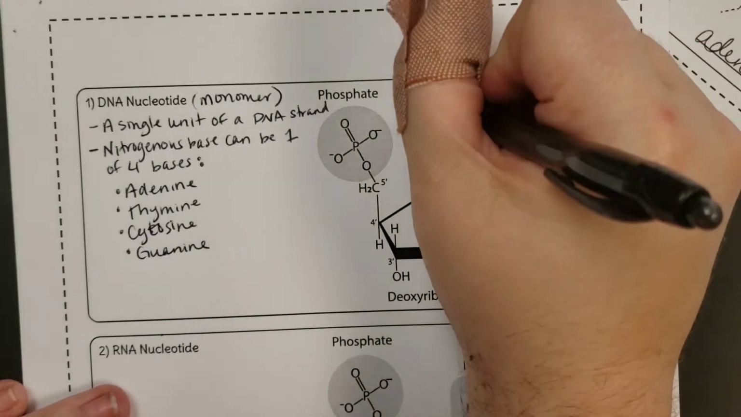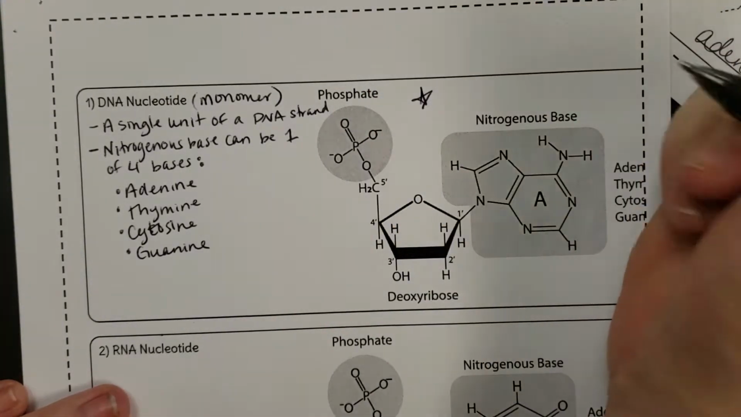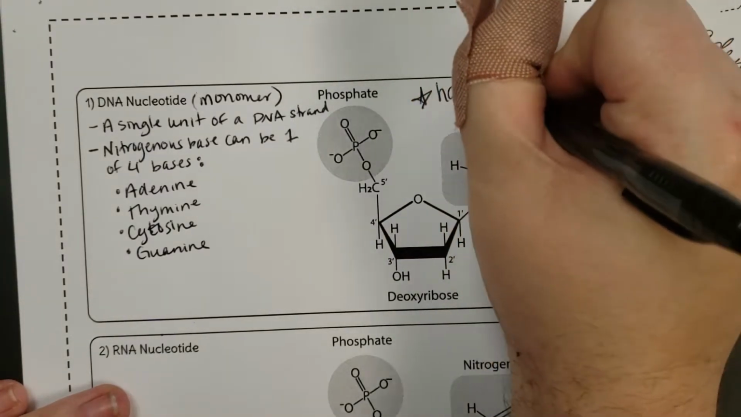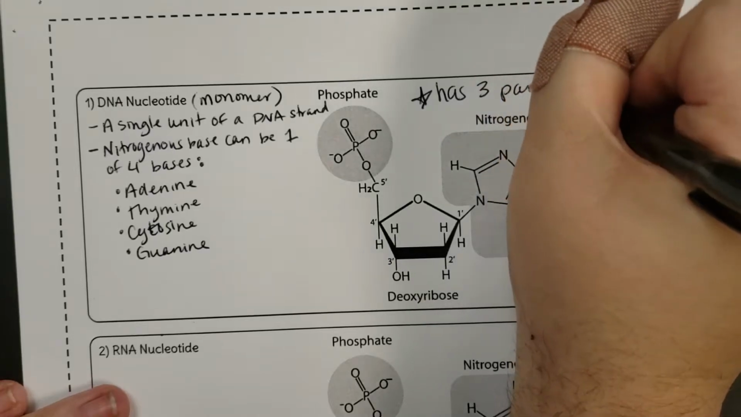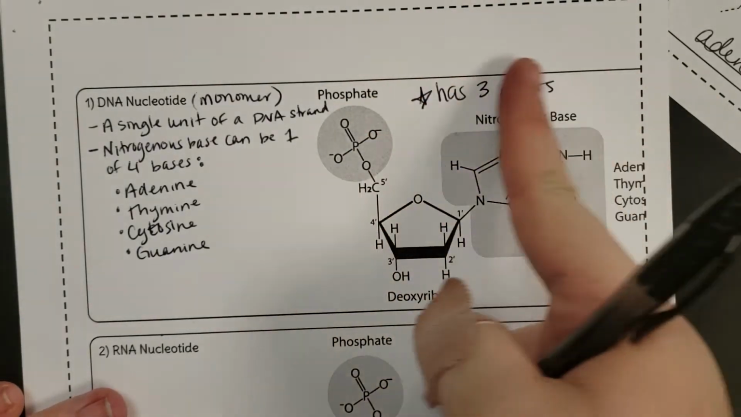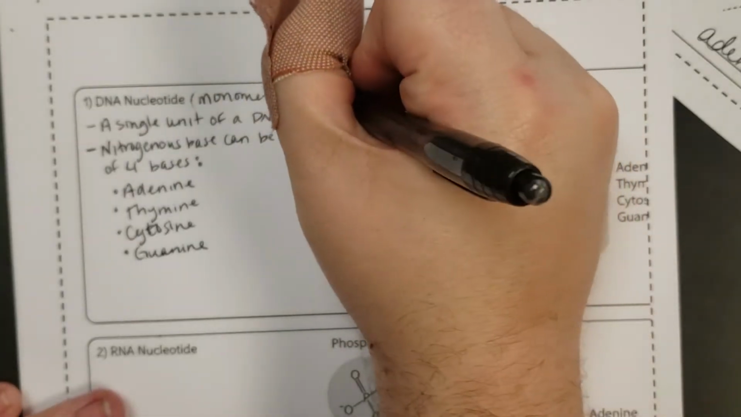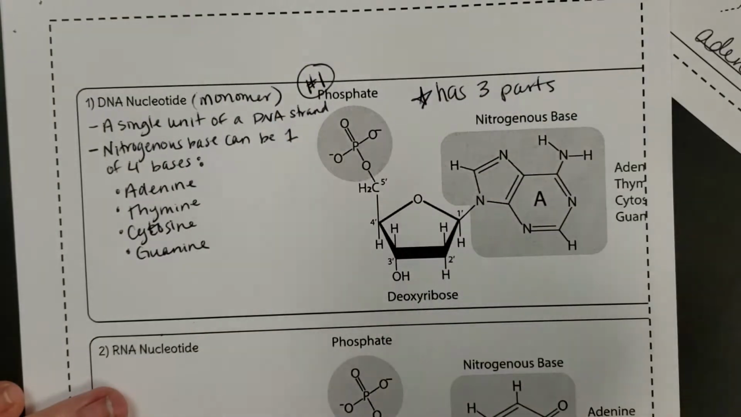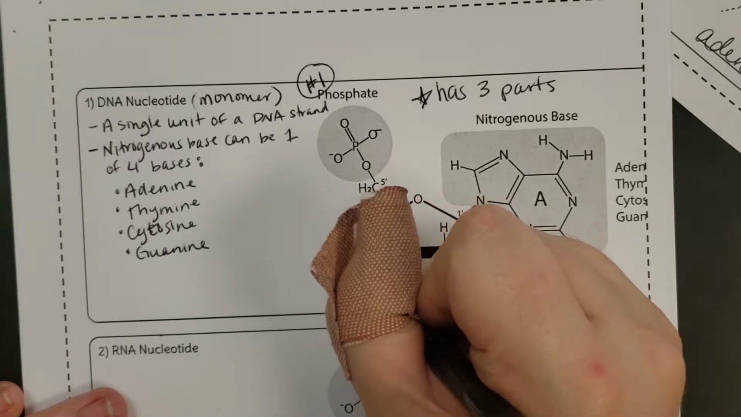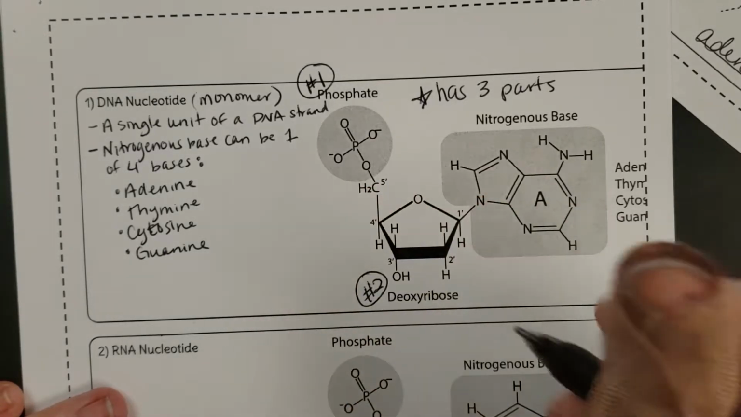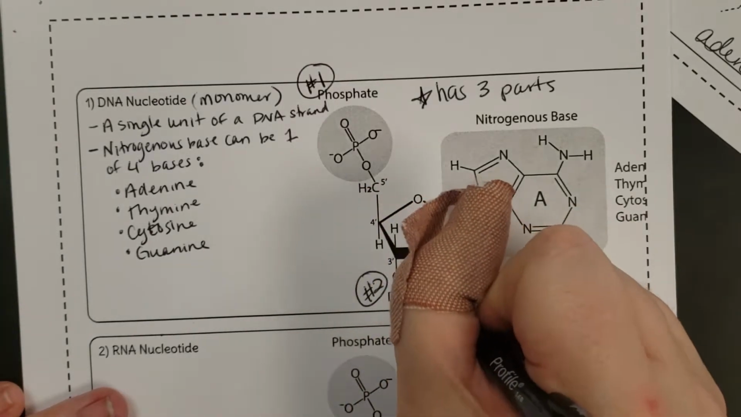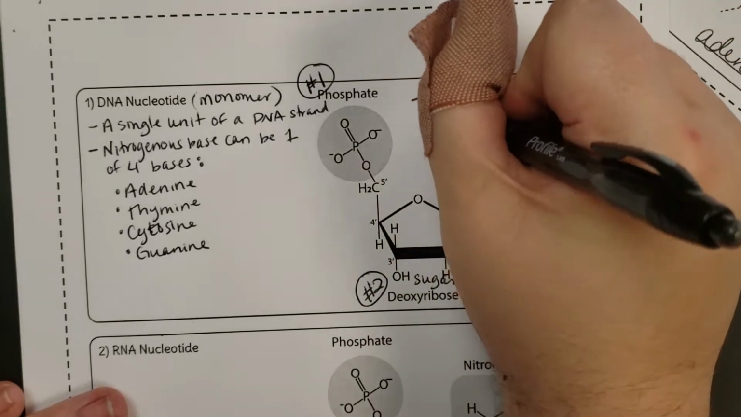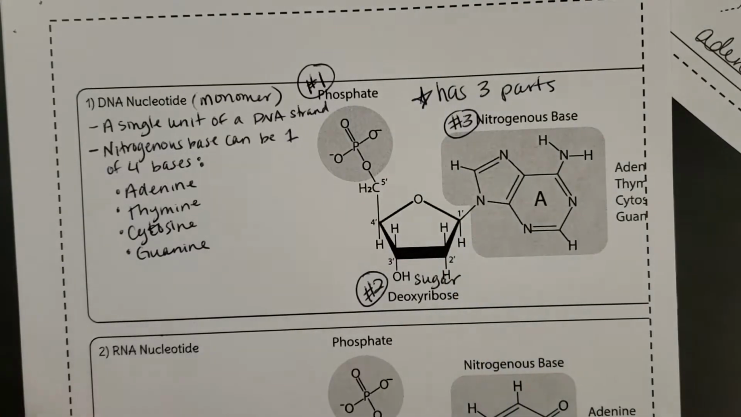Over here you're going to put a star, and you're going to put that the nucleotide has 3 parts, and the 3 parts together form a single nucleotide. So over here we have number 1, which is the phosphate. Down here we have number 2, which is deoxyribose, and this is a sugar, so you need to label that as a sugar. And this is number 3, the nitrogenous base.